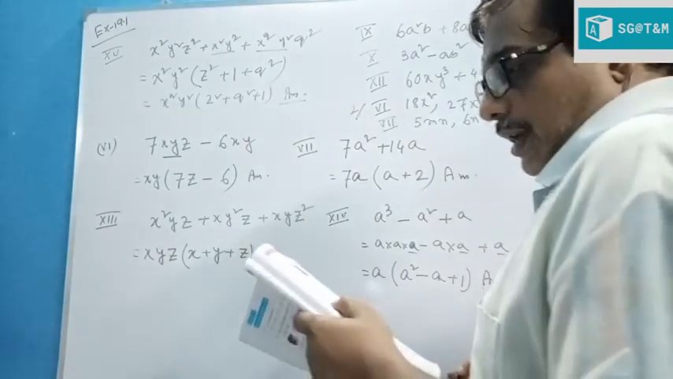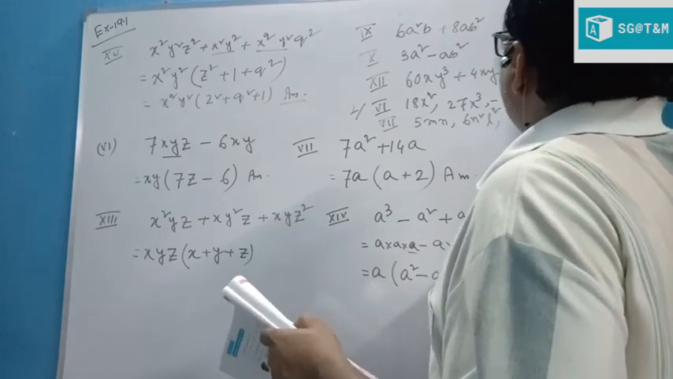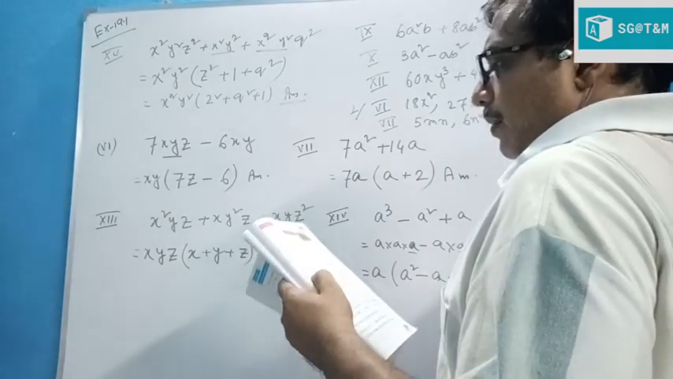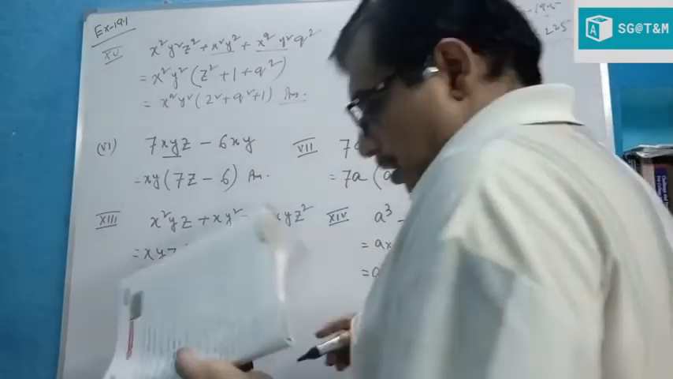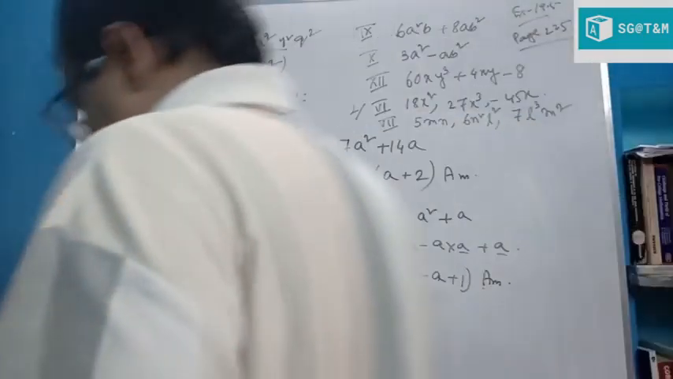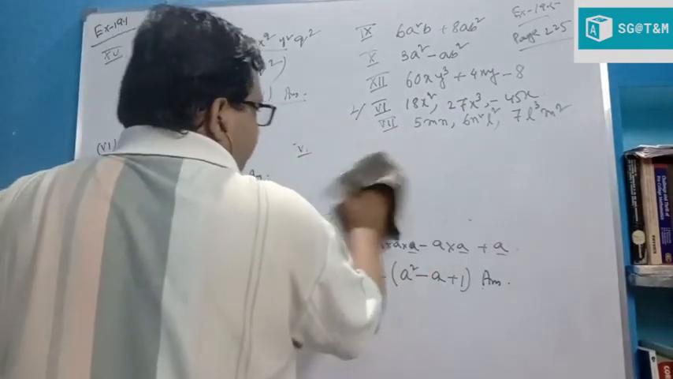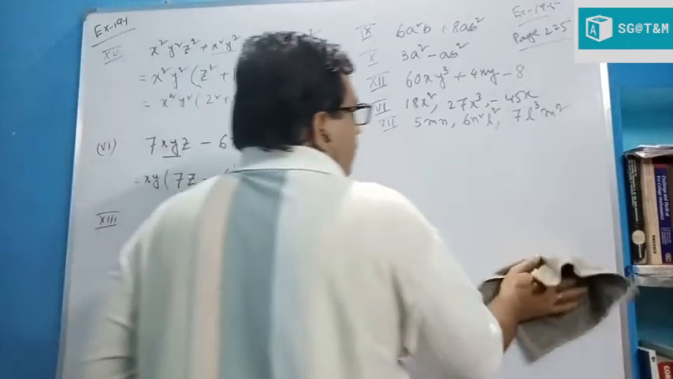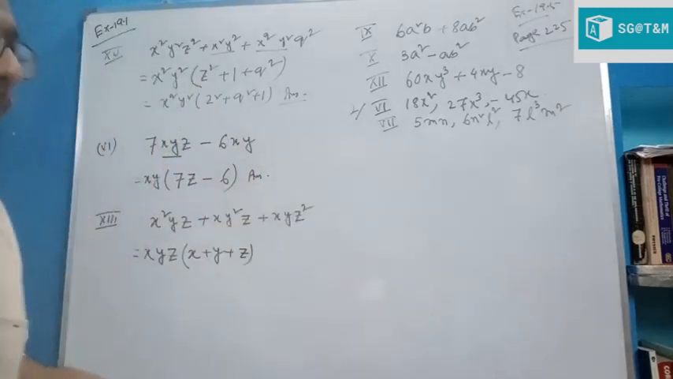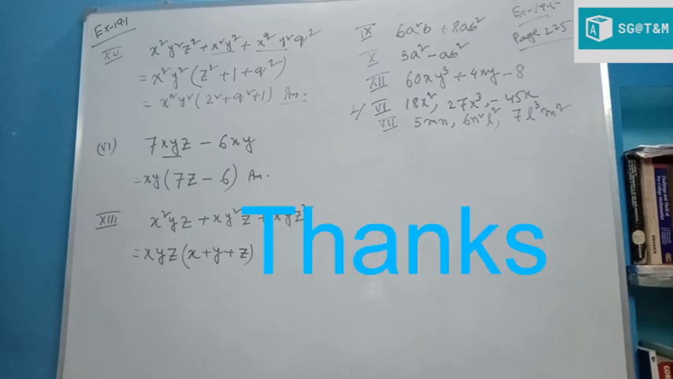So exercise 19.1, page number 225, in your notebook. Do it now and send it to me on my WhatsApp. This is your classwork. Okay, and the problems already given previously, another one. These problems, do it now and send it to me. Clear? Okay.